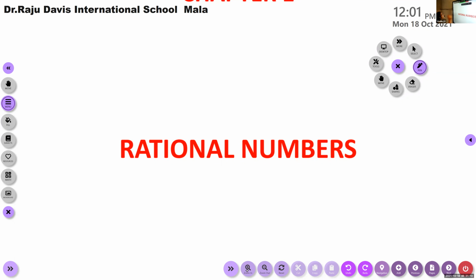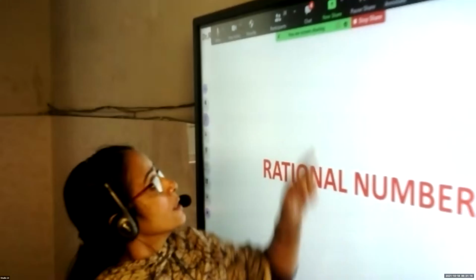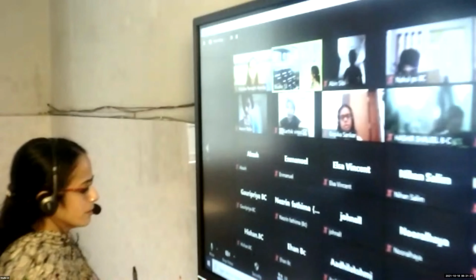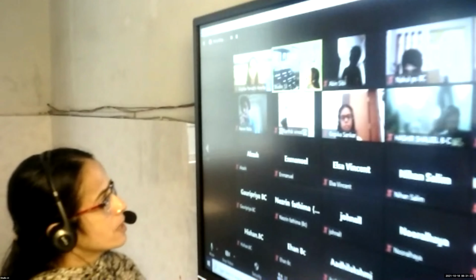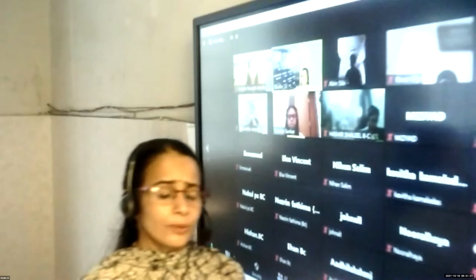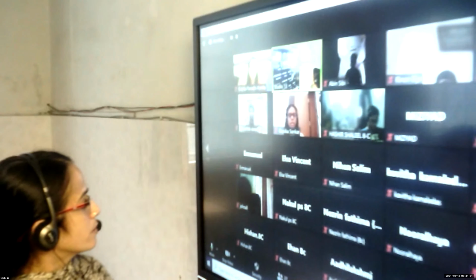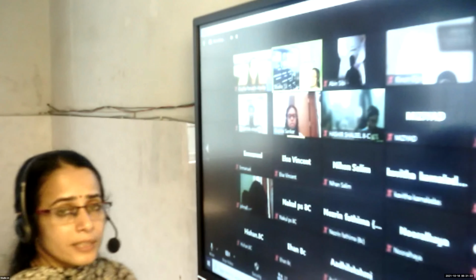Do you remember what the properties of numbers are? Any property? We studied last year about properties of numbers. What are they? Gopika, can you remember, say any property of numbers? Ma'am, like closure property. Closure property, very good. Closure property. What does it mean?